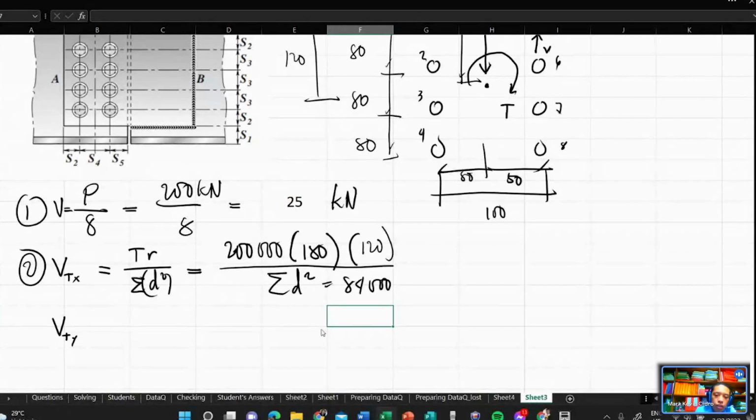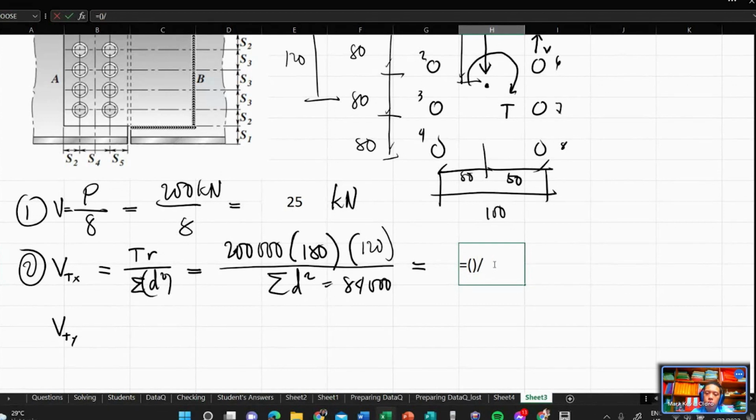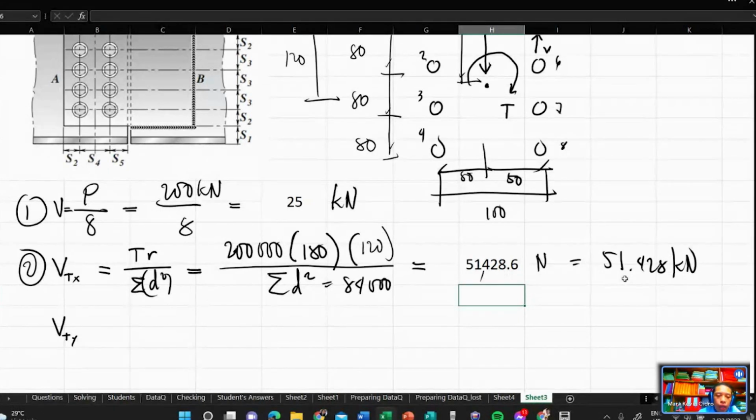Okay, then this is VTX, which is equal to 200,000 multiplied by 180 times 120 all over 84,000. The result, in Newton, is 51.428 kilonewton. Next is VTY, same approach. This is T times R all over the summation of D squared.